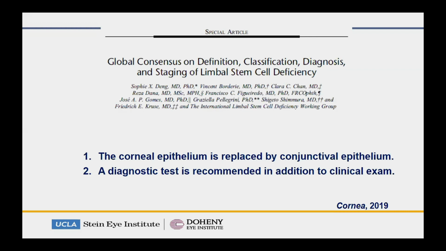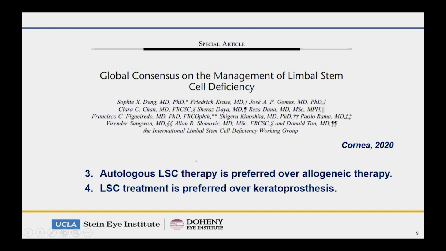There are four take-home messages. The first is that the hallmark of the disease is that the corneal epithelium is replaced by the conjunctival epithelium. The second is that a diagnostic test is recommended in addition to clinical exam. Third, autologous stem cell therapy is preferred over allogeneic therapy. And lastly, limbal stem cell treatment is preferred over keratoprosthesis, which is artificial cornea.